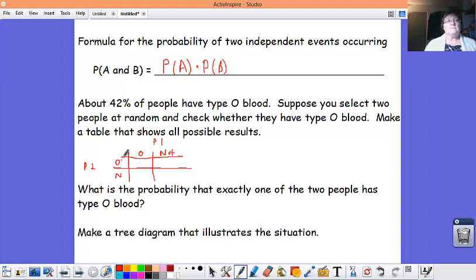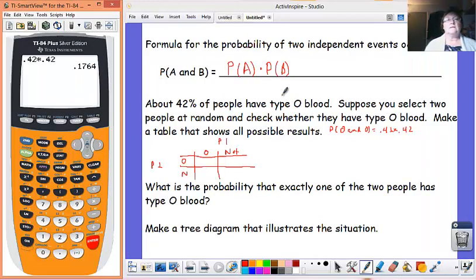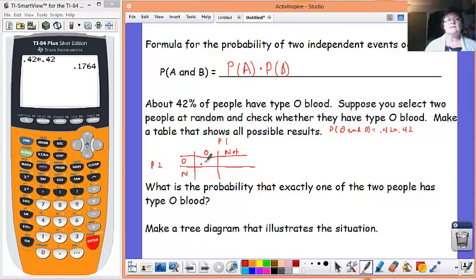The probability that person 1 has type O blood is 0.42, because that's true for anyone. If I pick 2 people totally at random, then one person's blood type will not be affected by the other. That is, they're independent events. And the probability that we get an O and another O is going to be 0.42 times 0.42, which is roughly 0.18. So we have a 0.18 chance of having both people have type O.